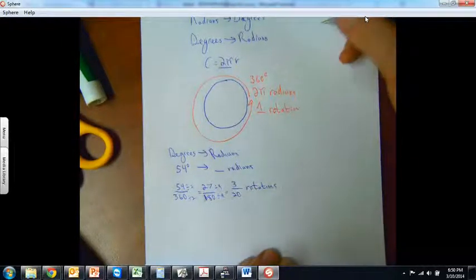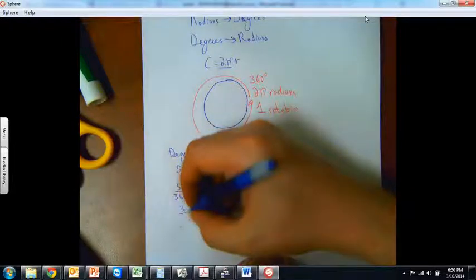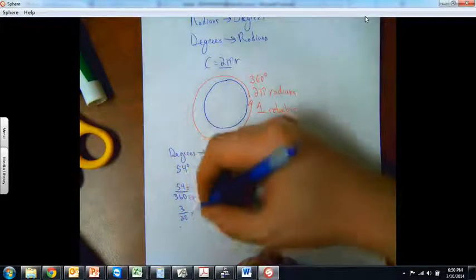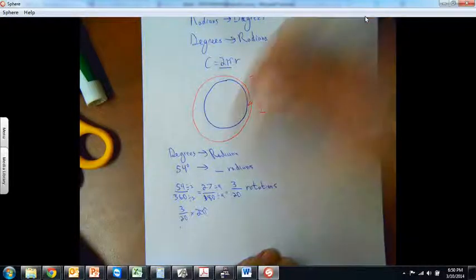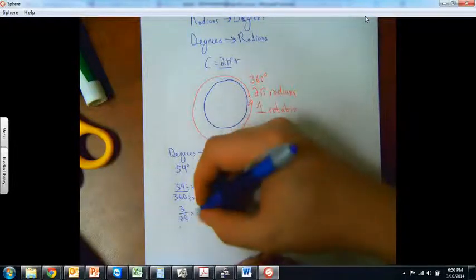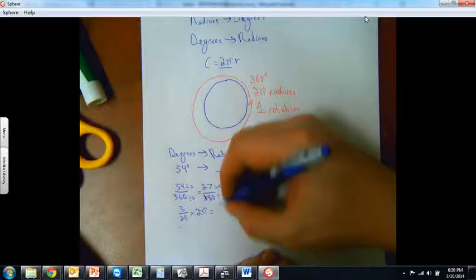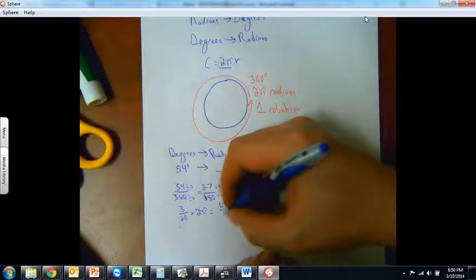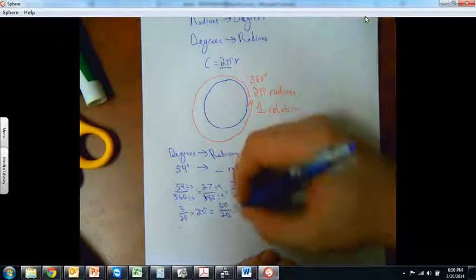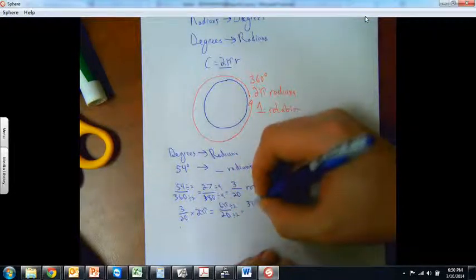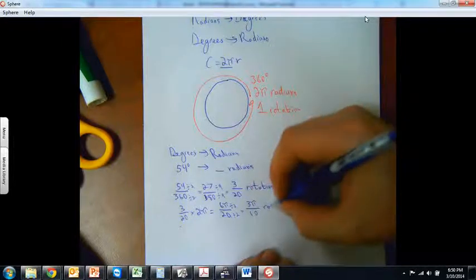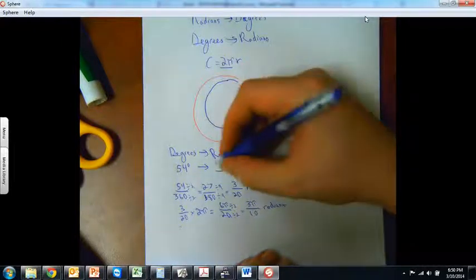Now I take 3/20 and multiply it by how many radians it takes to get around a circle. Multiplying with a fraction, I multiply straight across the top. 3 times 2 is 6. I have 6 pi over 20. Reduce that by dividing by 2, and I get 3 pi over 10. And that is my final answer, 3 pi over 10 radians.